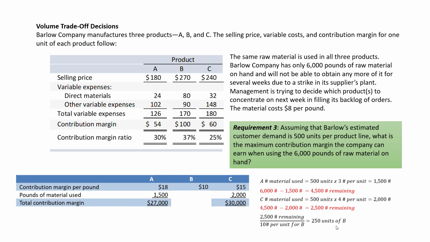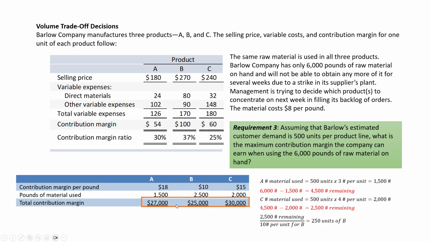That cuts both ways. At least I can make some, but I can't make everything that I want, but I can get into some of it. So I'm going to use the remaining 2,500 pounds at $10 per pound and earn $25,000 from B. Again, another way I can look at it is 250 units times $100 in contribution margin per unit also is $25,000.